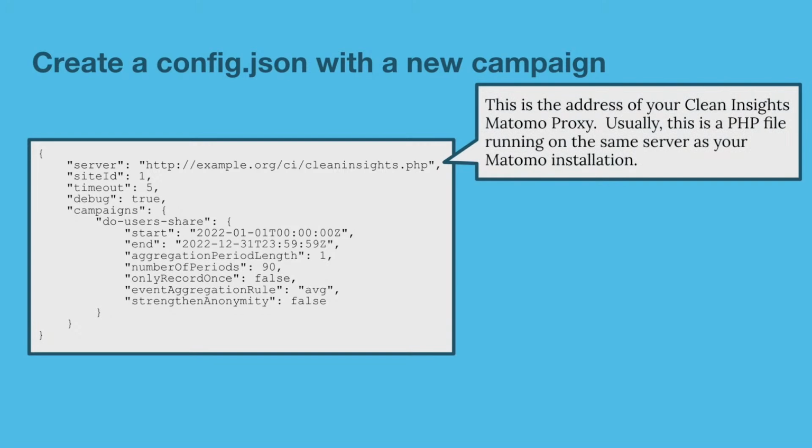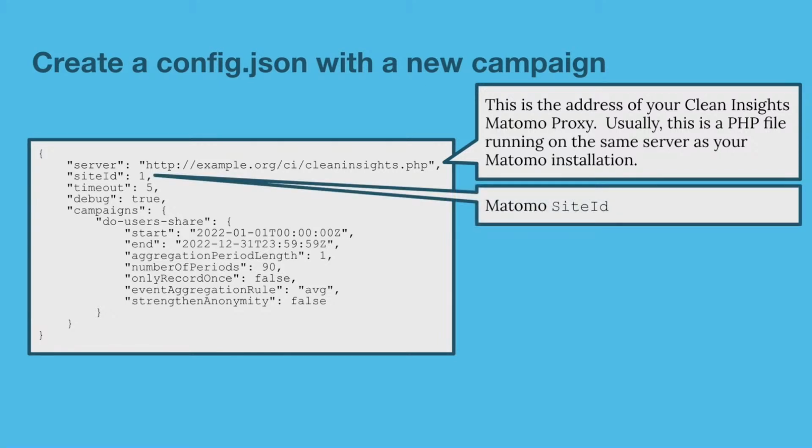The first thing you're going to find is the server. This is the address of the Clean Insights Matomo proxy. Frequently, this is going to be on the same server as your Matomo instance, but this will be a little bit different than, say, what you'd find for Matomo, where it has its own endpoint.